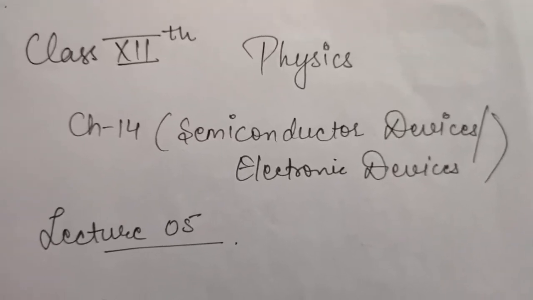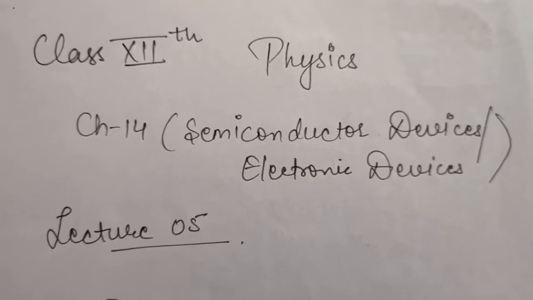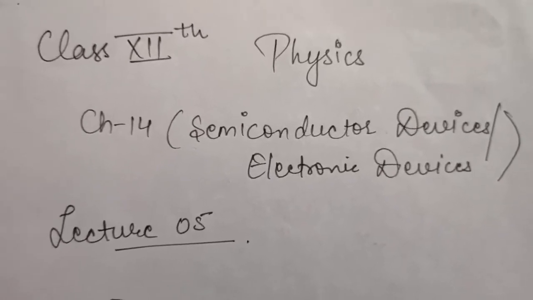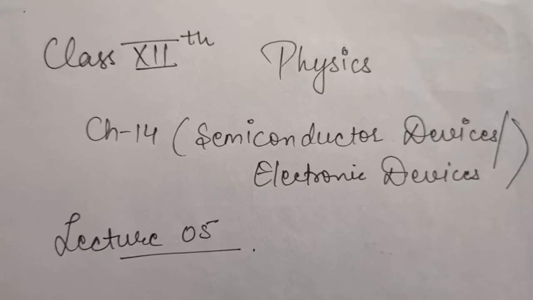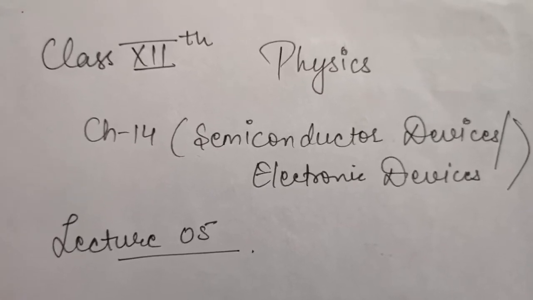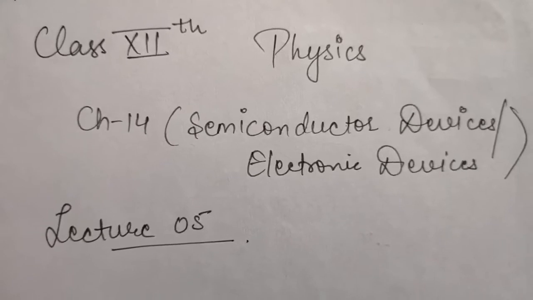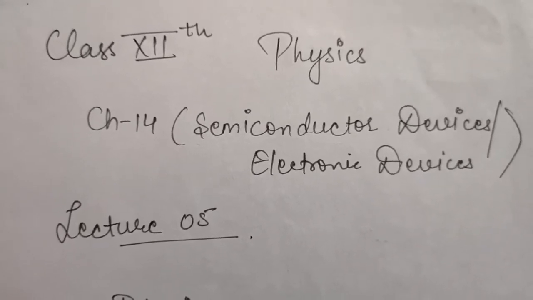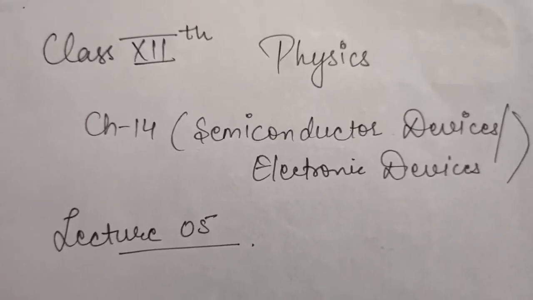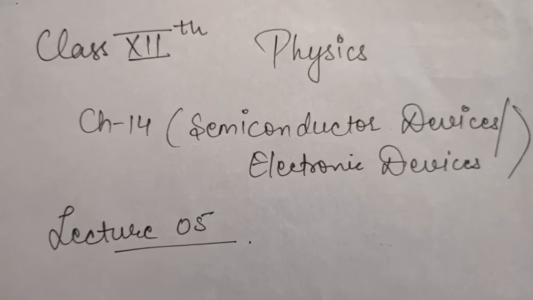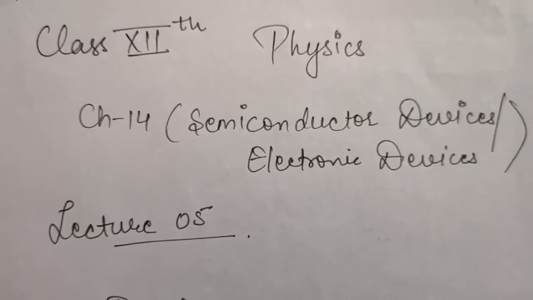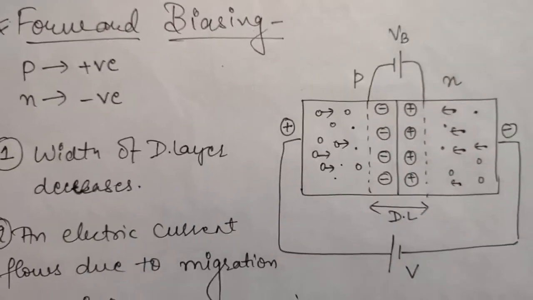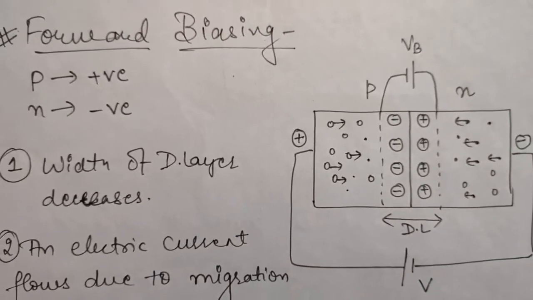So this is your subject physics, chapter number 14, that is electronic devices, and this is lecture number 5 of chapter number 14. So till now you have studied about PN junction, and in last class I told you that we have two types of biasing of PN junction called forward biasing and reverse biasing. So today we will be discussing both of them. So first of all, we'll be discussing forward biasing.